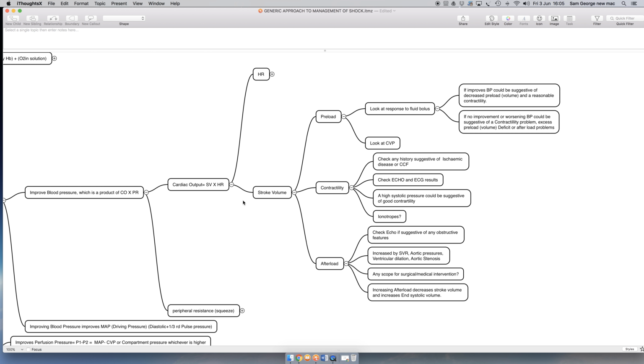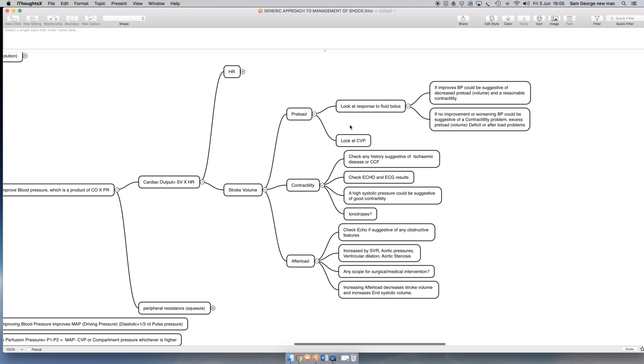Okay, and then we look at stroke volume. The components of stroke volume are preload, contractility, and afterload. And how would I know if the preload is there or not? Obviously, you look at the response to a fluid bolus. That's what I would do. I would run a quick bolus of 20 to 30 ml per kilogram, like if I get a septic patient. Sometimes these patients may require up to 4 to 6 liters of fluids.